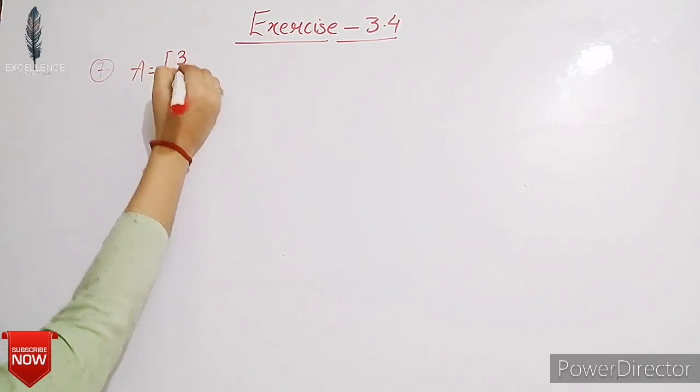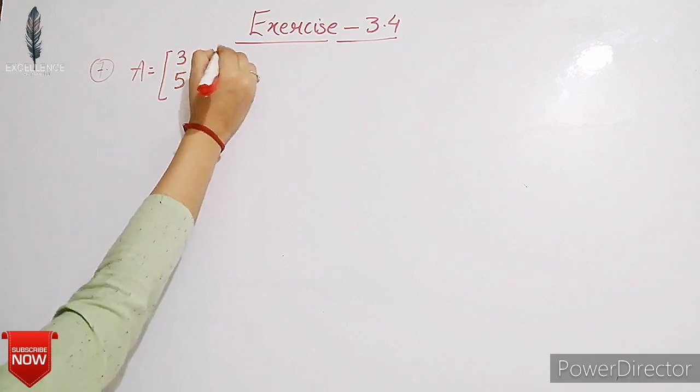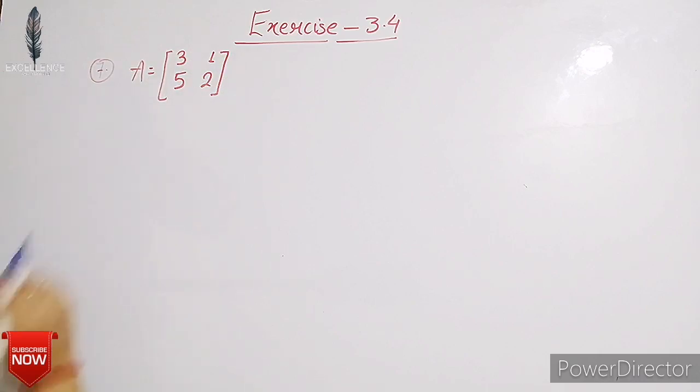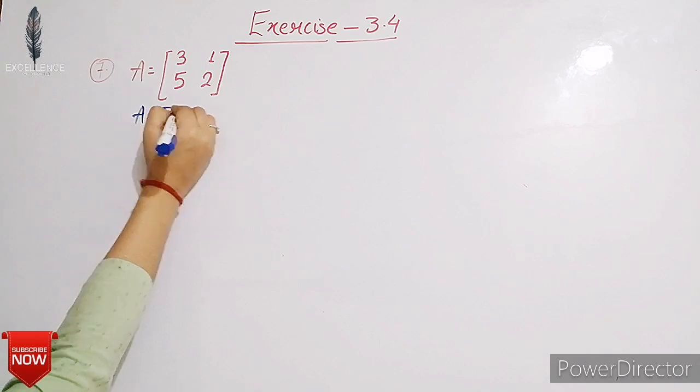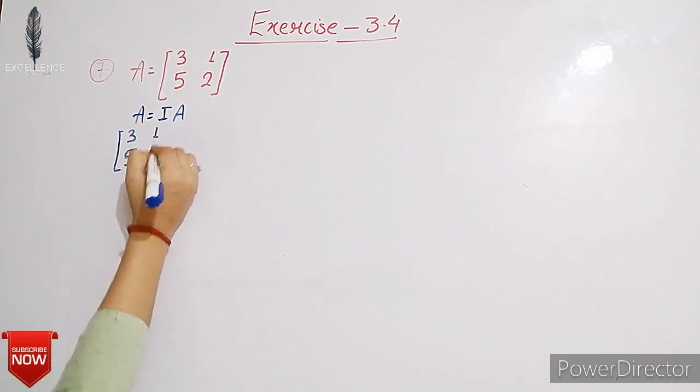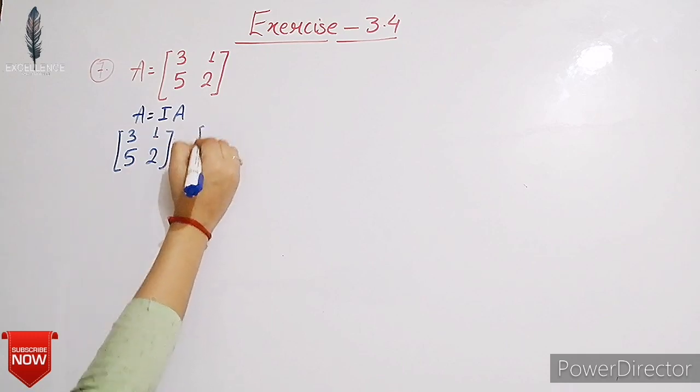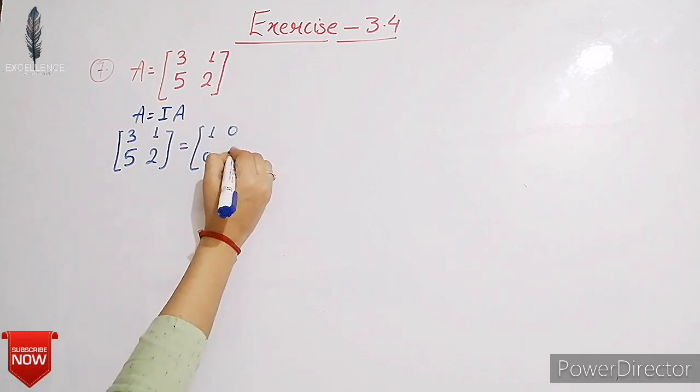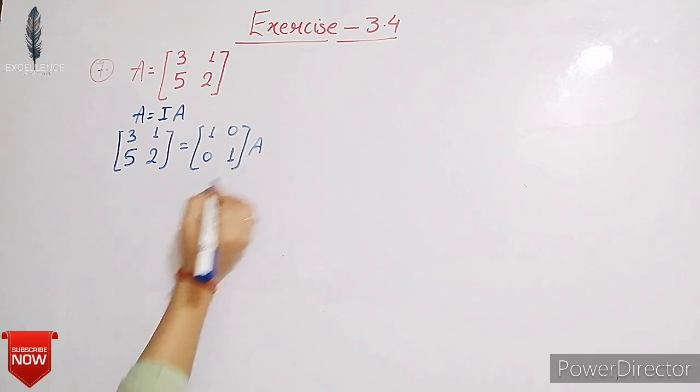Here also we have 2 into 2 order. ये easy है काफ़ी. 3 into 3 order में आपको और भी practice करनी होगी. Let's see the question. Here A equals IA. Put the value of A, that is 3, 5, 1, 2 is equal to 1, 0, 0, 1 A.